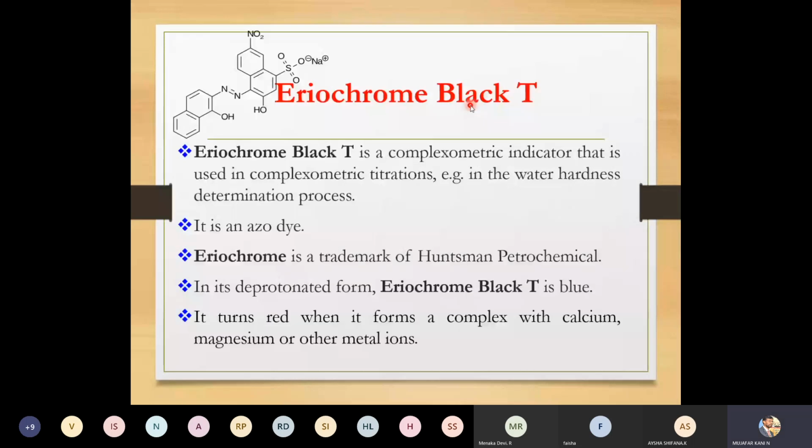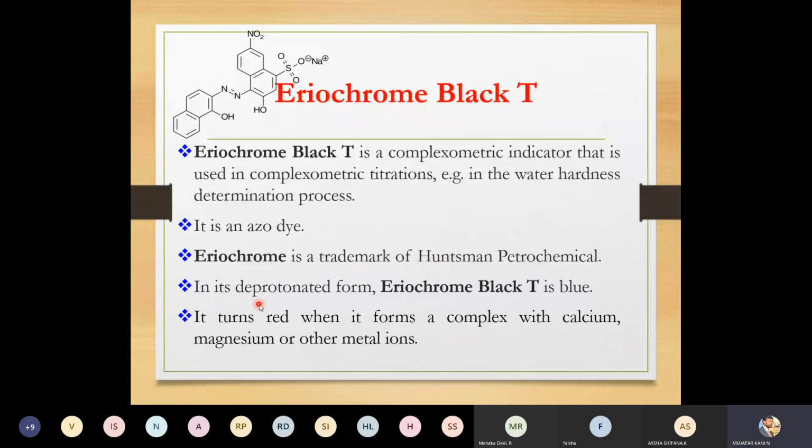The next important indicator, eriochrome black T. Eriochrome black T is a complexometric indicator. It is used in complexometric titrations, for example, in the water hardness determination process. It is an azo dye. Eriochrome is a trademark of Huntsman Petrochemical.